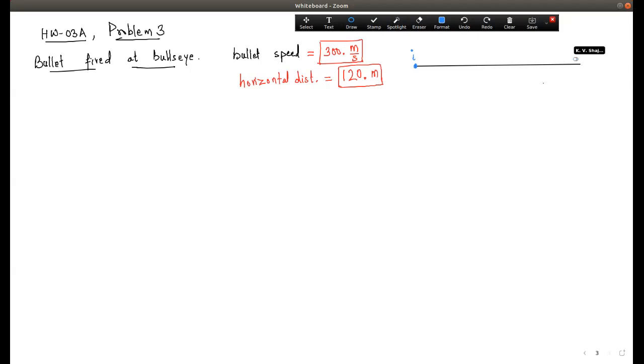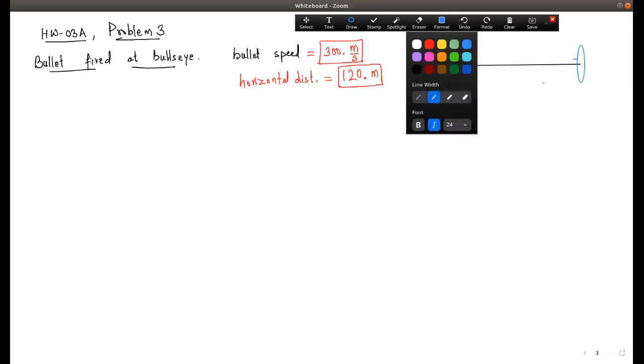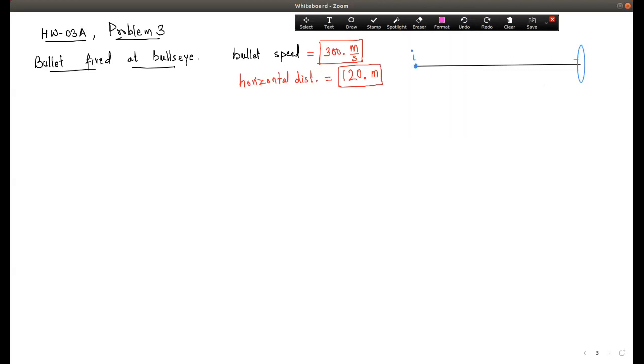Let's try this. Yeah, so that's a bullseye. But it doesn't have to really go and hit it at the center, because this bullet will actually fall under gravity. So that's the concept. Let me mark that in, let's say, violet a little. So this will actually draw.